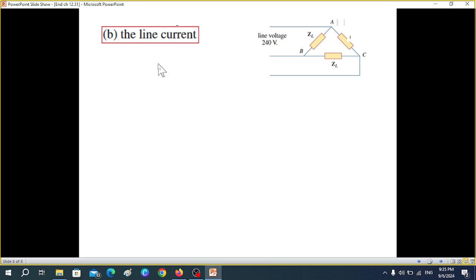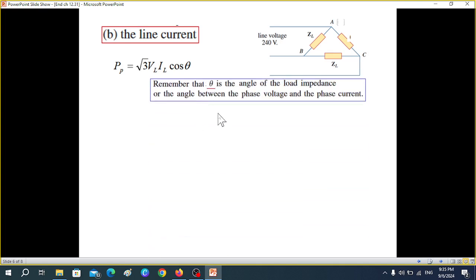Now part B is simple. We have learned this formula, and PP we know, VL we know, so theta we know, therefore IL we can calculate from here. Theta is the angle of the load impedance, or also it is the angle between phase voltage and phase current. So from here, IL will be PP over root 3 VL cos theta. Putting all the values, VL 240, 0.8, so 18.4 ampere.